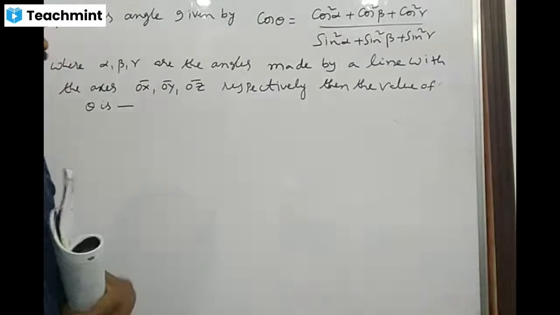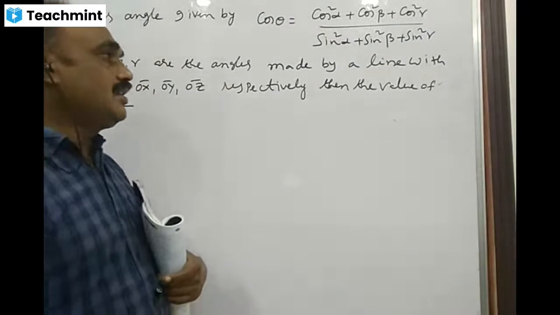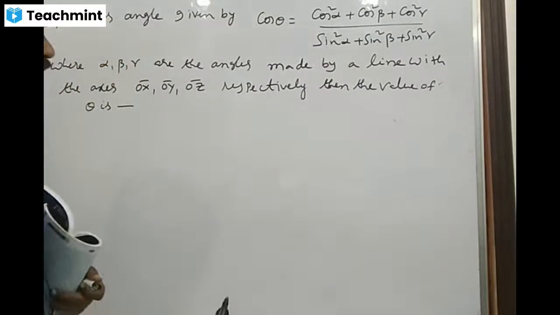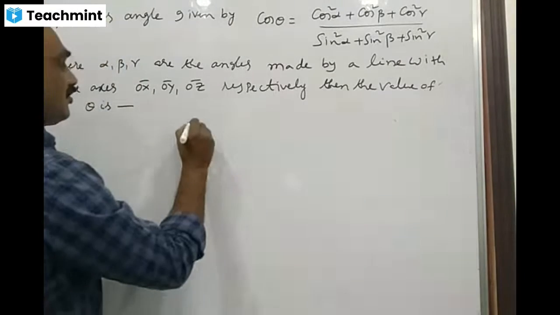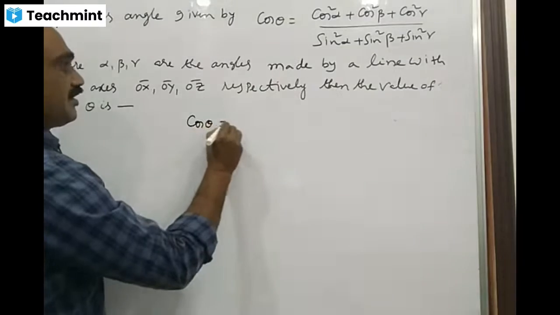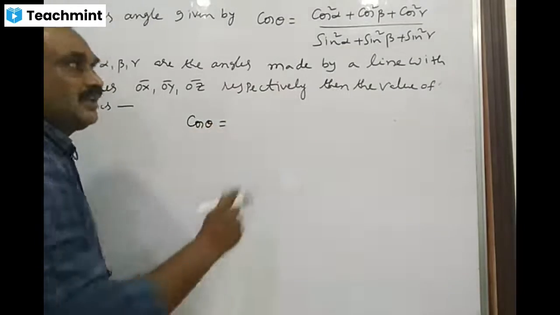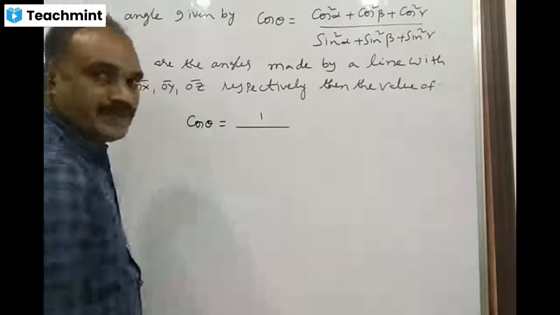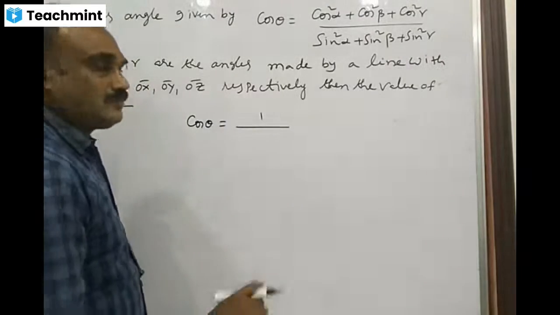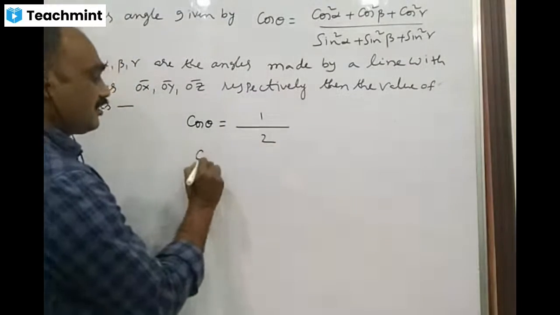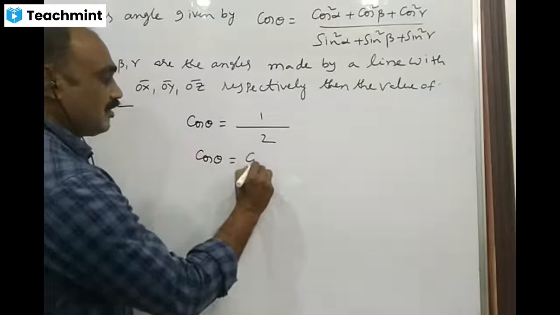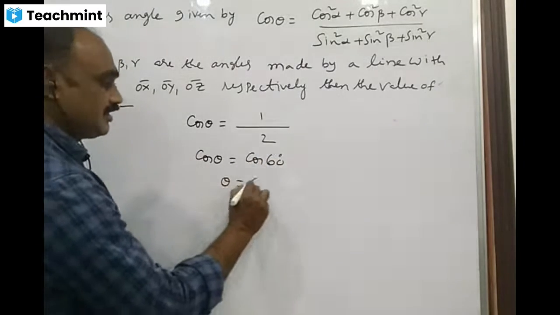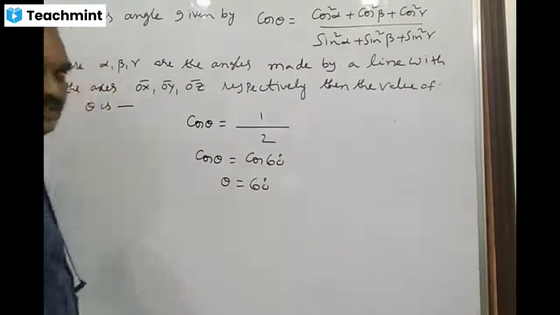Friends, alpha, beta, gamma are the angles made by the line with the OX, OY, OZ. Then cos square alpha plus cos square beta plus cos square gamma is equal to, what is the value of cos square alpha plus cos square beta plus cos square gamma? 1. Sin square alpha plus sin square beta plus sin square gamma is 2. So cos theta is equal to 1 by 2. 1 by 2 is equal to cos 60 degrees. Theta is equal to 60 degrees. Answer: 60 degrees.